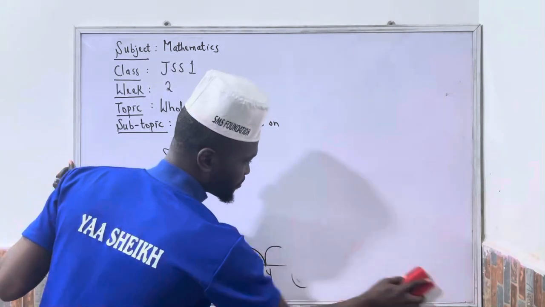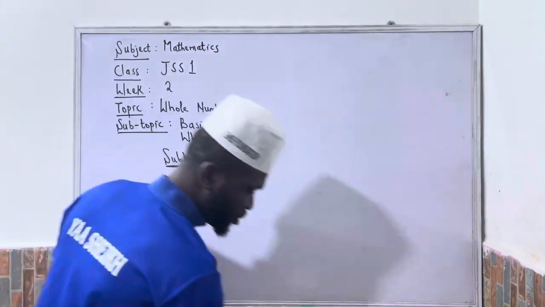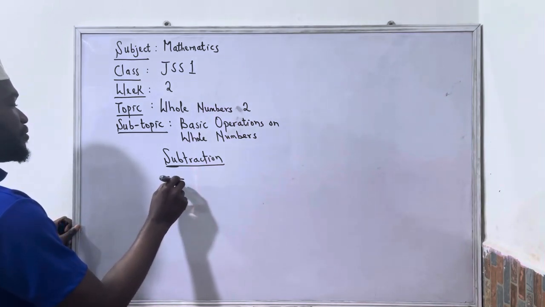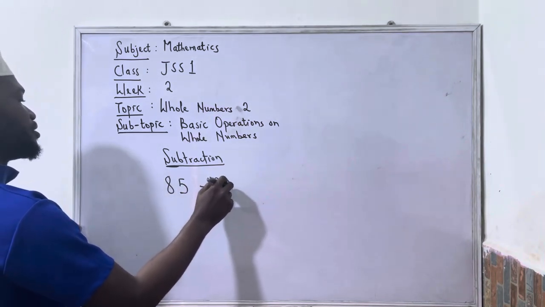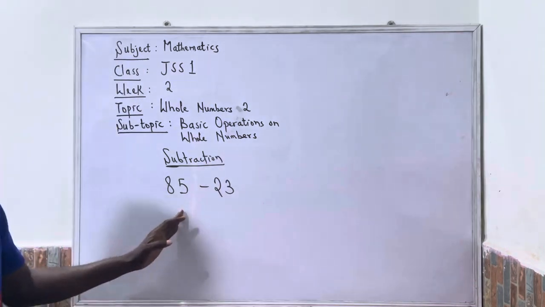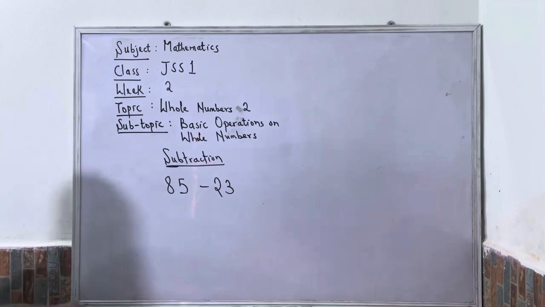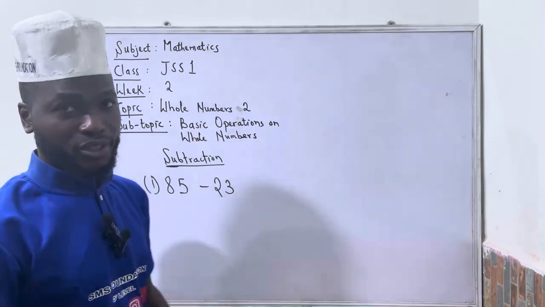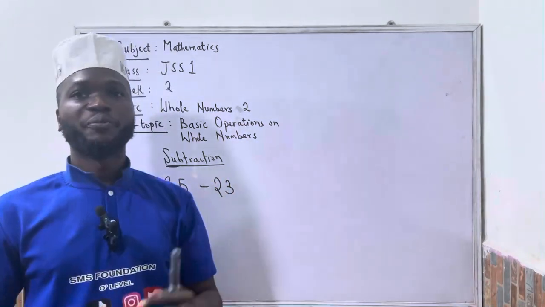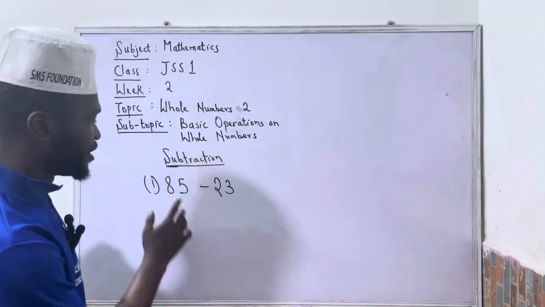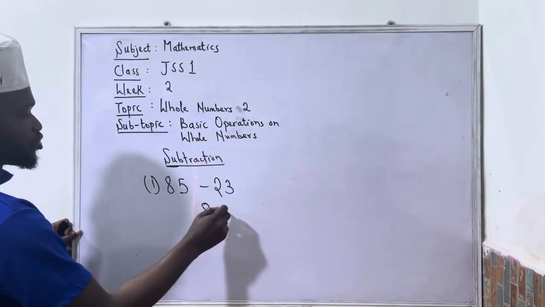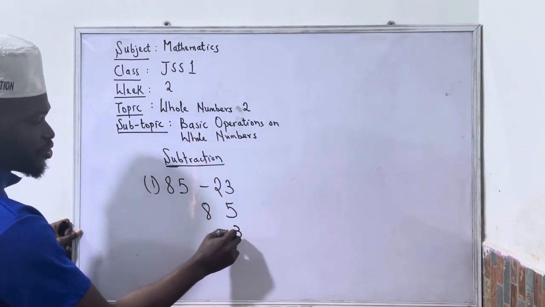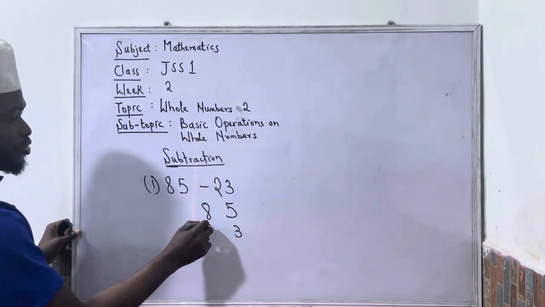So let us see. Let's start with 2 digits against 2 digits, and let's subtract. For example, if you have 85 minus 23. This is very simple. We just need to first arrange normally. So don't forget the rule: unit upon unit, tens upon tens, 100 upon 100. Let's go. We are starting with 85 on top. Then 23 under. So the 3 is the unit, it has to fall under the 5. 2 is the tens, it has to fall under the 8.